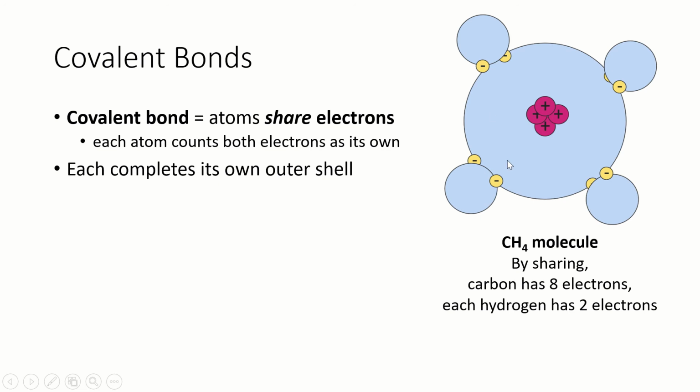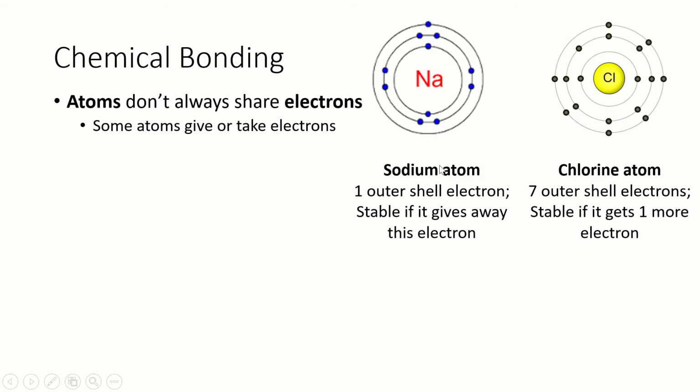So this is a carbon atom with 4 hydrogens. Each hydrogen now has 2 electrons, so it's happy. The carbon now has 1, 2, 3, 4, 5, 6, 7, 8. Everybody's happy.